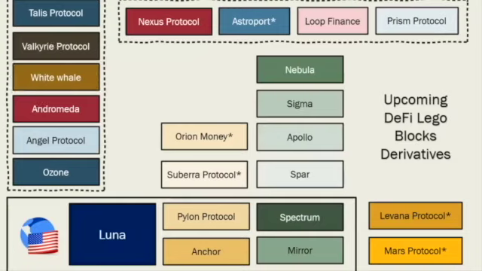And this is also beneficial for the peg of UST, because again the UST peg is the most important fundamental thing that has to stay $1 at all times. If UST cannot stay at $1, the entire Luna ecosystem will collapse.